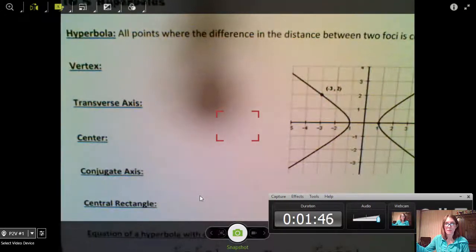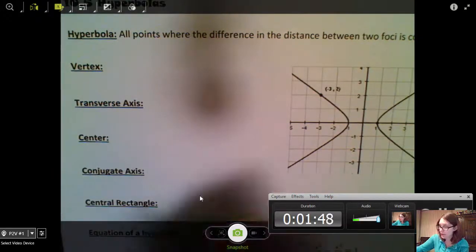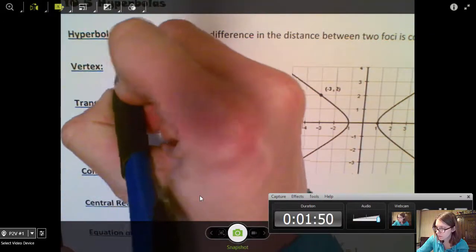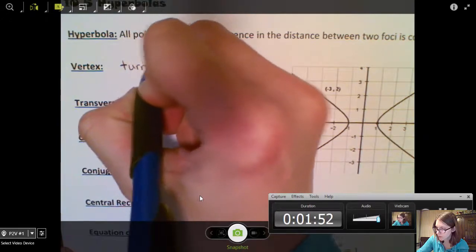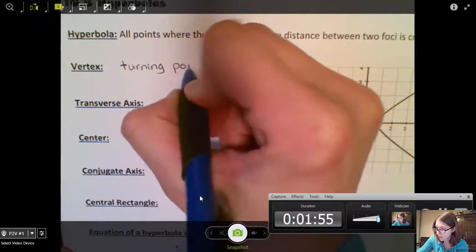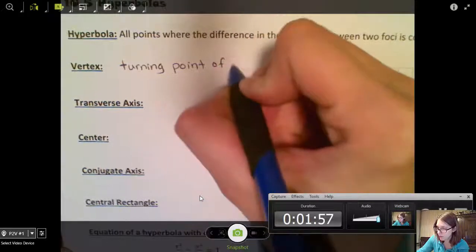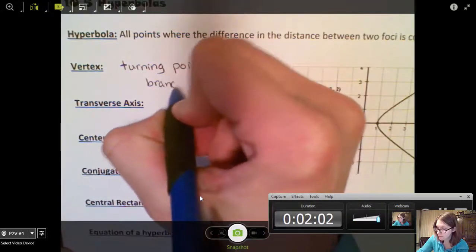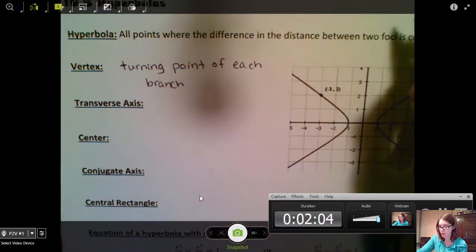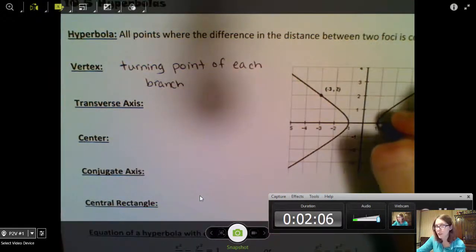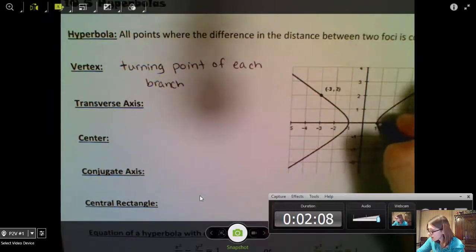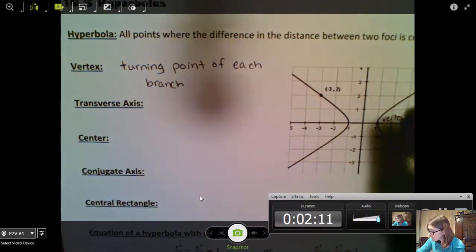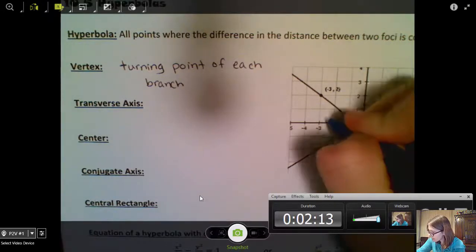Now the vertex, let's try that again. The vertex is the turning point of each branch. So if I look at my diagram on the side here, this is a vertex, and this is also a vertex.